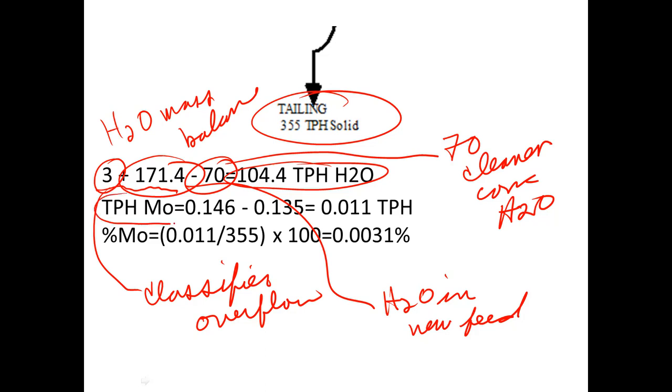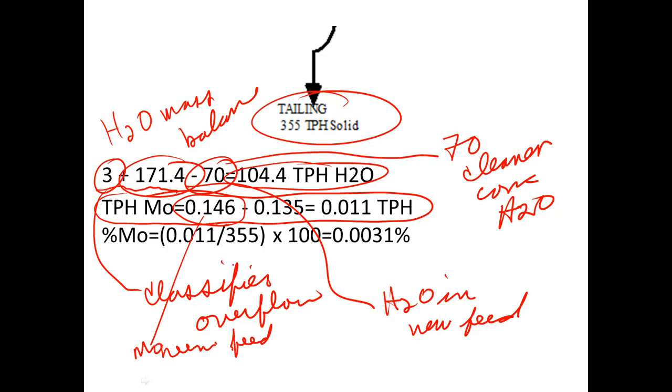Getting a little messy here, and I apologize for that. I'm going to calculate the ton per hour molybdenum in the tailing. The 0.146 was in the new feed, the molybdenum in the new feed. 0.135 was molybdenum in the cleaner concentrate. So the difference then is what's exiting the system in the tailing, or 0.011 ton per hour molybdenum in the system tailing.